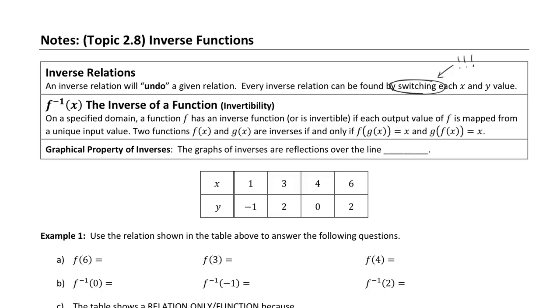So this is how you write the notation for an inverse function. It is called f inverse. Everybody say f inverse. Nice. So if I ask you a question like that, f inverse, I'm asking you to find the inverse or the switching of the x's and y's in the problem.